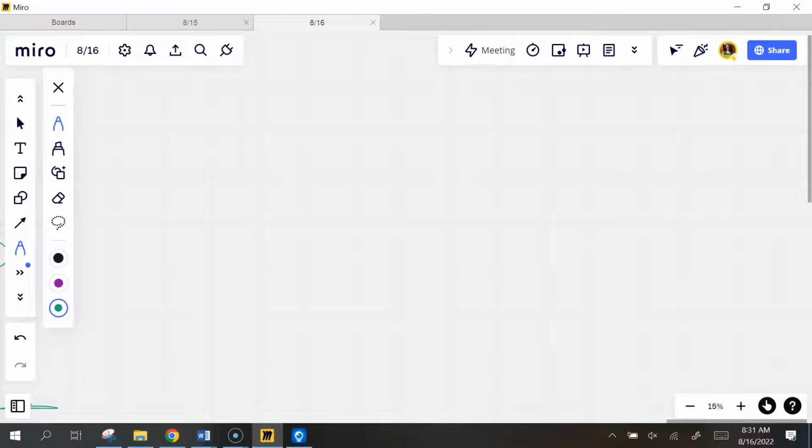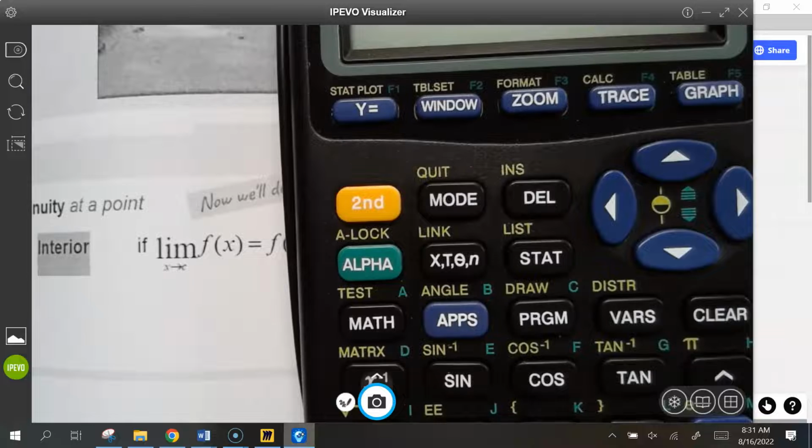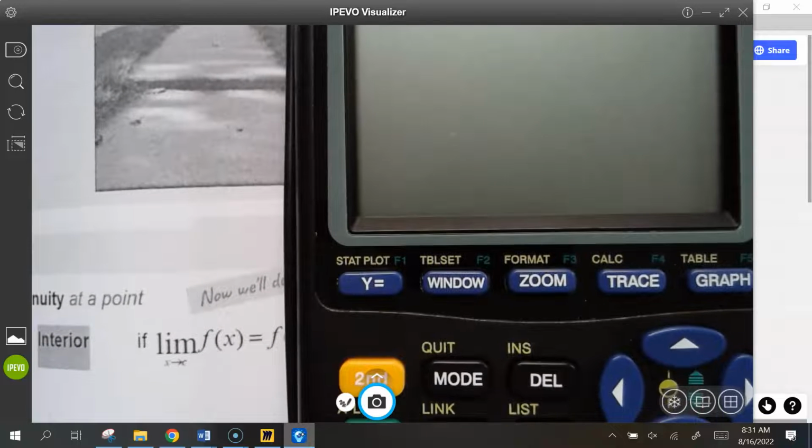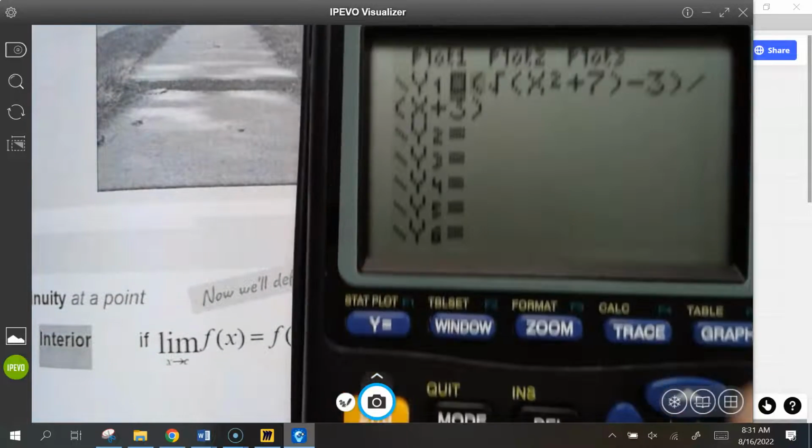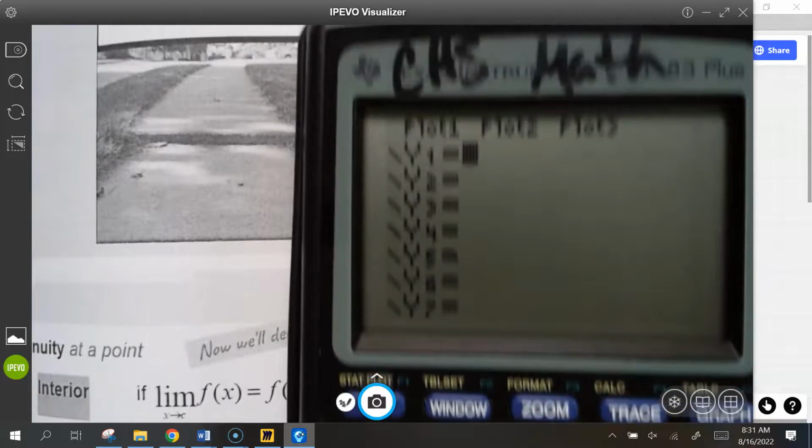Table or graph, it really doesn't matter. All right, let's do the first one. Let's do y equals. Be careful as you input and make sure you get your parentheses right.